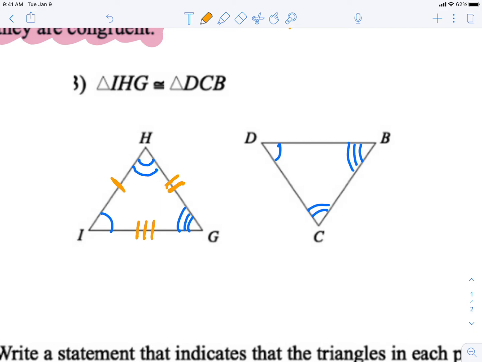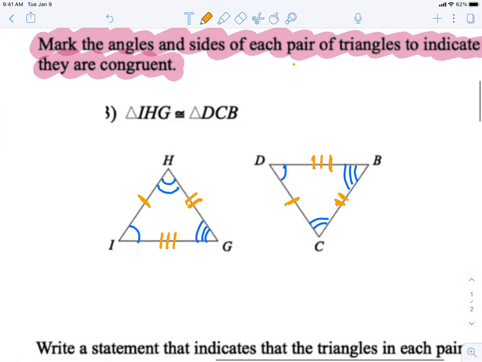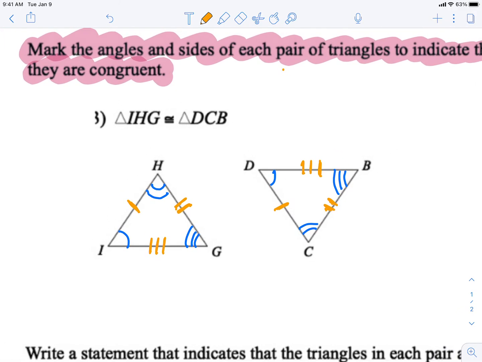Look at that. Right? So I'm going to do the same thing on the second triangle. From D to C is my single dash. From C to B is my double. And that means that my last side is my triple. And there you go. We have identified all the congruent sides and angles, right? We marked it up. Perfect. Look at that. We marked them all up.